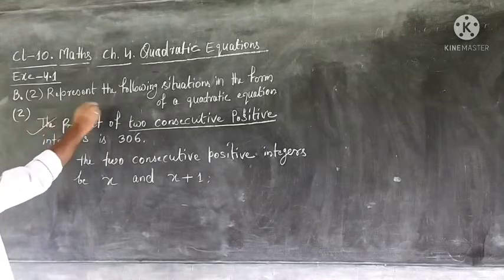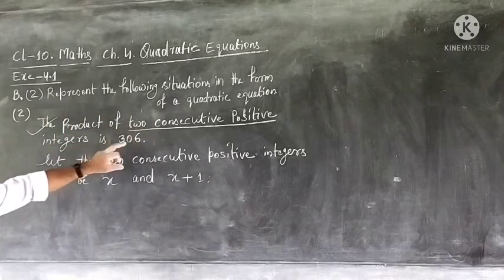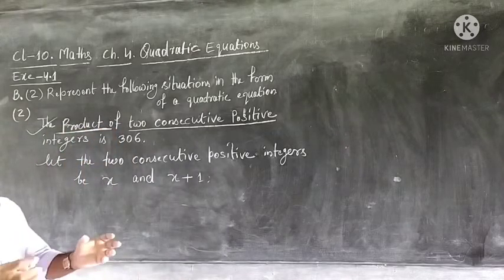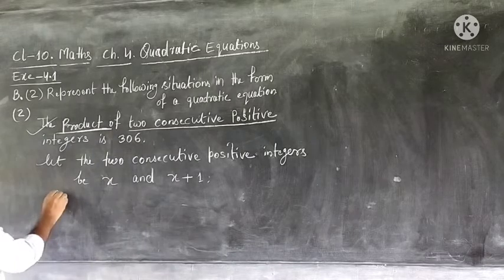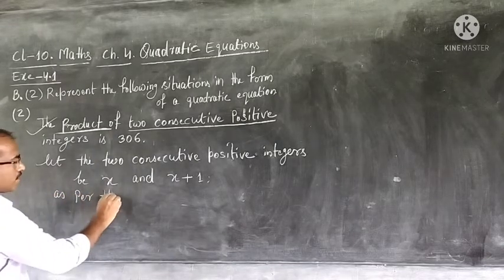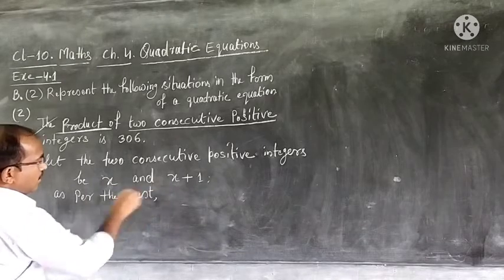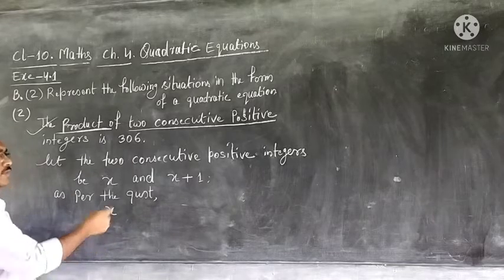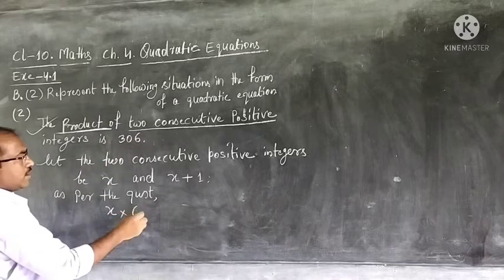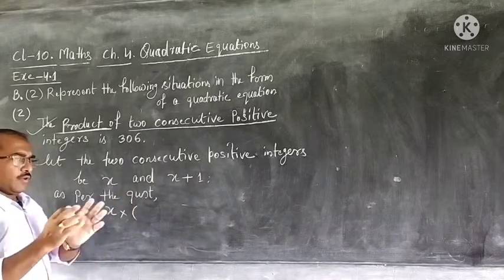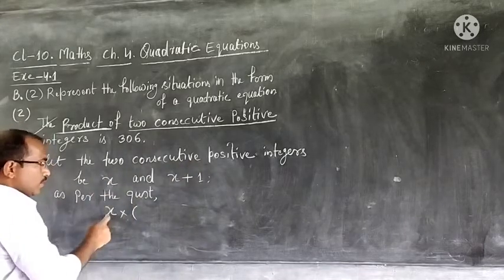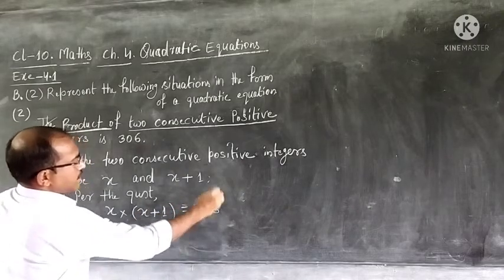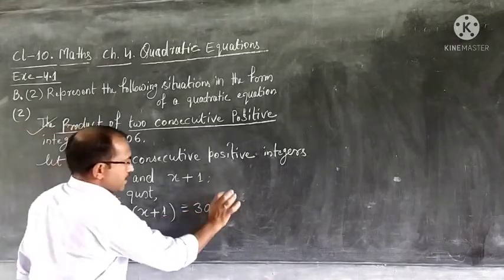And the question says the product of two consecutive positive integers is 306. What do we mean by product? Multiplication. When we multiply two or more things, we get the product. So as per the question, the product of those two numbers. x is the first number, an integer; just keep in mind an integer may be positive, negative or 0, but here it is mentioned positive. So x into the second one, x plus 1, is equal to 306.